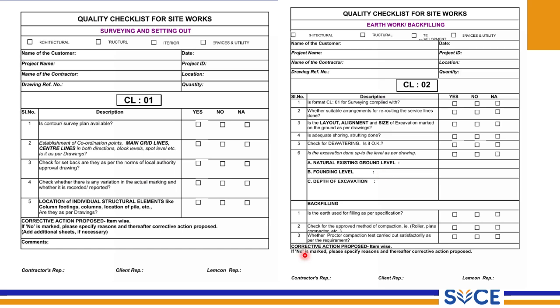In backfilling, you can see: is the earth used for filling as per the specifications? Always they make it as per drawing or as per specifications. This is very important. We need to mention that, only then can they check against the predetermined specification in our project. Similarly, we have corrective actions at the bottom and the signature.